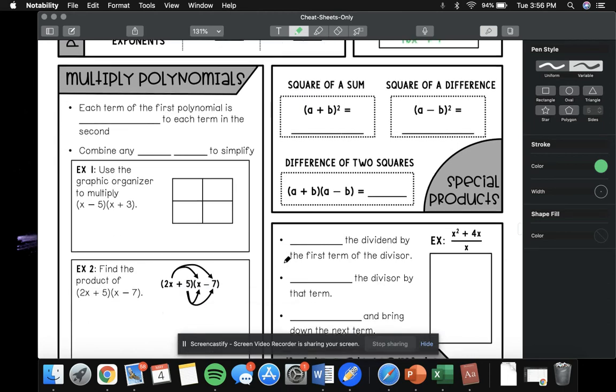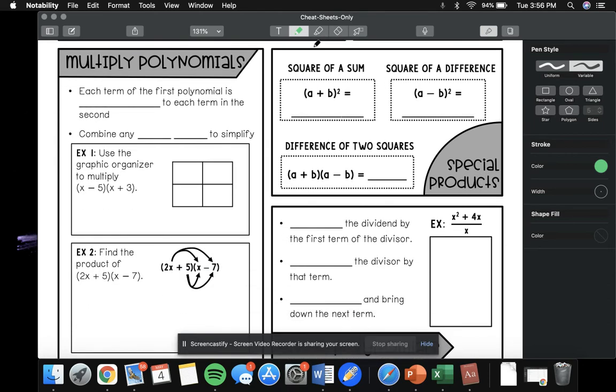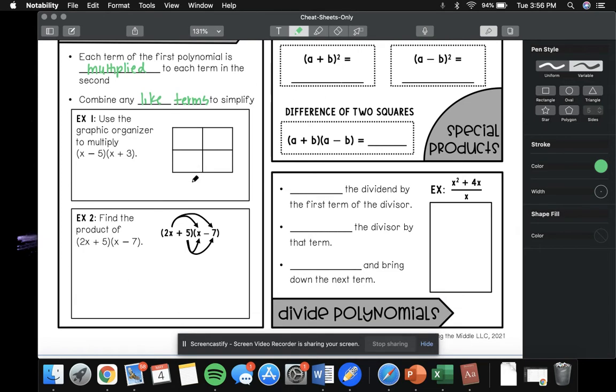Right. Then we multiplied polynomials. So each term of the first polynomial is multiplied to each term in the second, and then we would have to combine any like terms if necessary. Okay, we focused on 2 different ways to do this. So we did a graphic organizer and then just multiplying, like distributing.